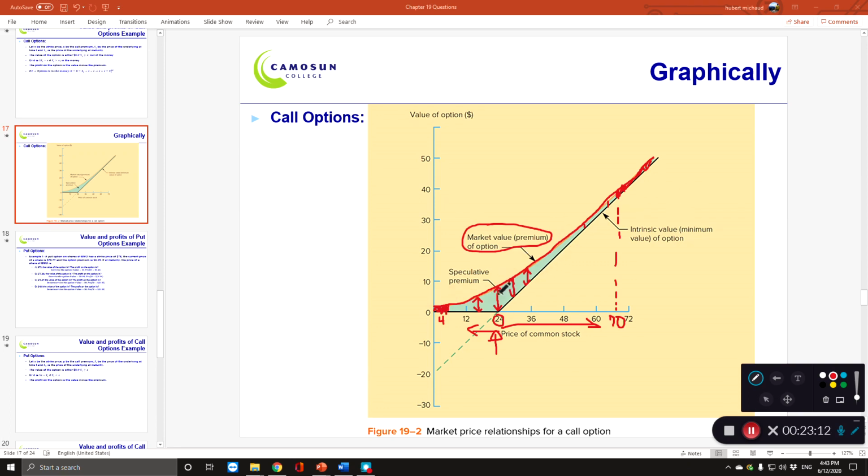So the speculative premium is more valuable near the strike price. Does that make sense for everyone? Hopefully you can make this argument for me in an exam, but this is a question I could ask. Where is the speculative premium the highest? Why is it the highest at that spot? So it's pretty important you understand this. Again, ask me questions during office hours if you need some help on this.